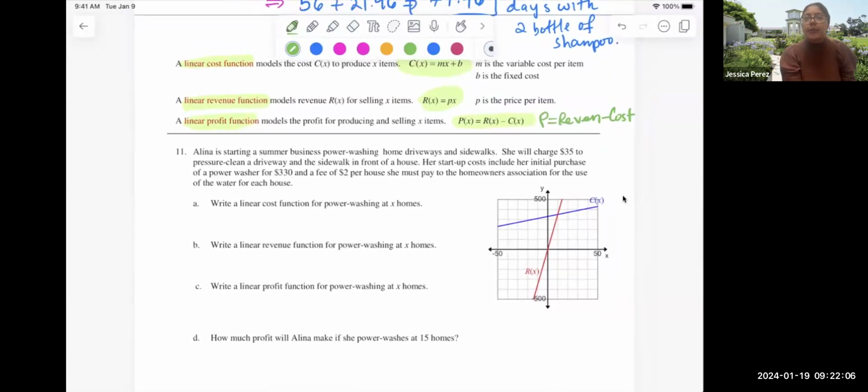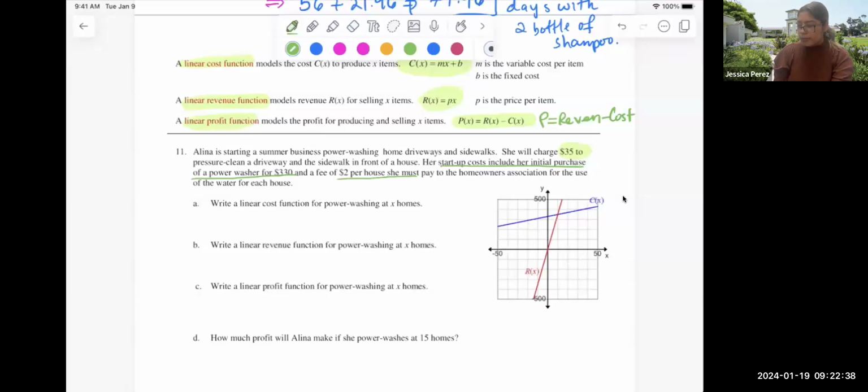Alina is starting a summer business of power washing home driveways and sidewalks. She will charge $35 to pressure clean a driveway and the sidewalk in front of the house. Her startup cost, that's important, includes her initial purchase of a washer of $330 and a fee of $2 per house that she must pay to the homeowners association for the use of each house.